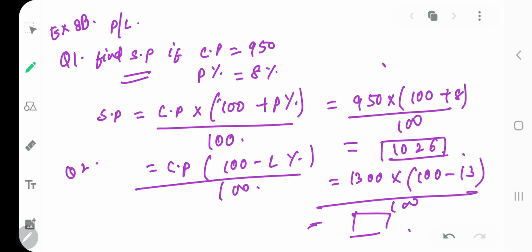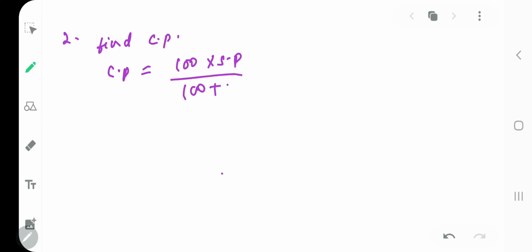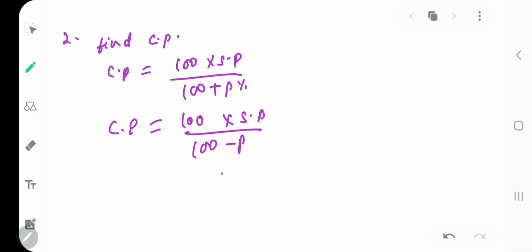Next we have problem number 2, in which we have to find cost price. In the previous problem you had to find SP, but now you have to find CP. How will you find CP? Now for CP there is a different formula, that is 100 into SP upon 100 plus profit percent if you have profit, and if you have loss then the formula will go something like this. Is that clear?